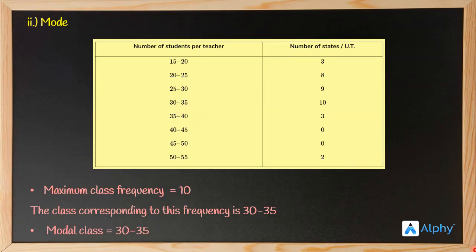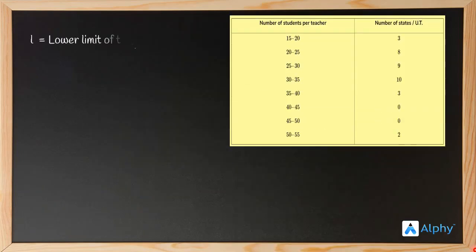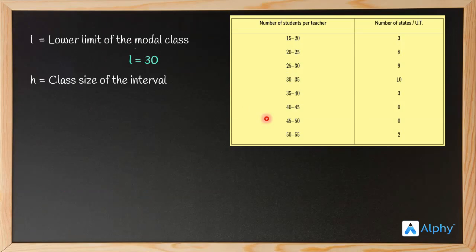Now we will find the values of L, h, f1, f2 and f0 in order to find out the mode of the data. Here L represents the lower limit of the modal class. Our modal class is 30 to 35, so the lower limit would be 30. So L is equal to 30. Now h represents the class size of the interval. The class size of the interval is represented as the difference between the upper limit and the lower limit of the class interval.